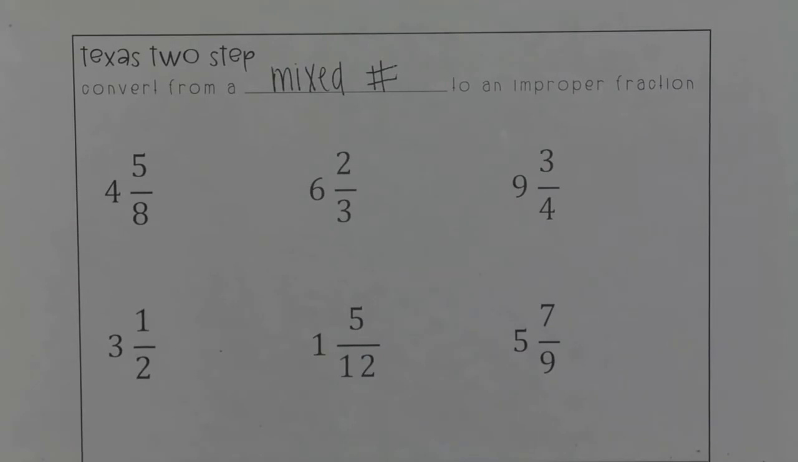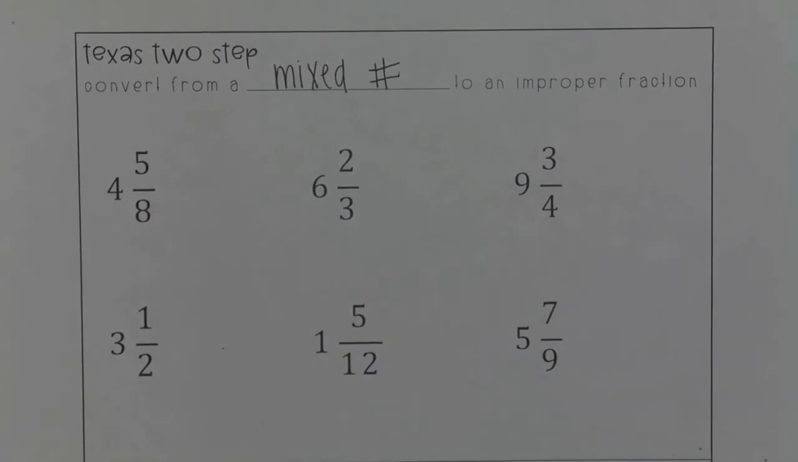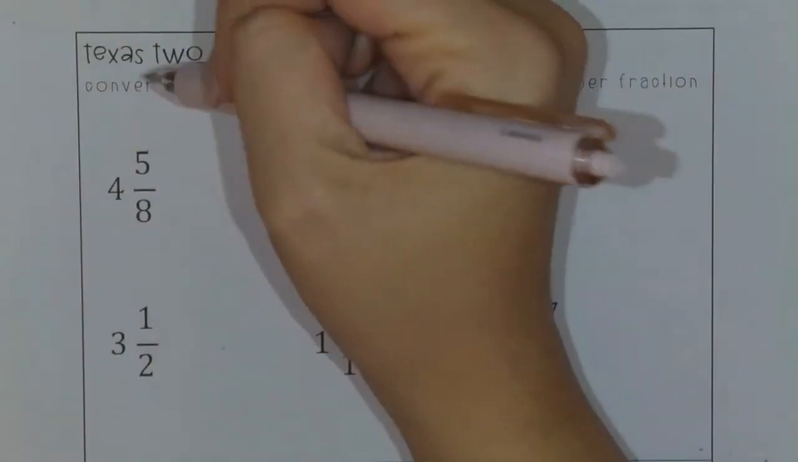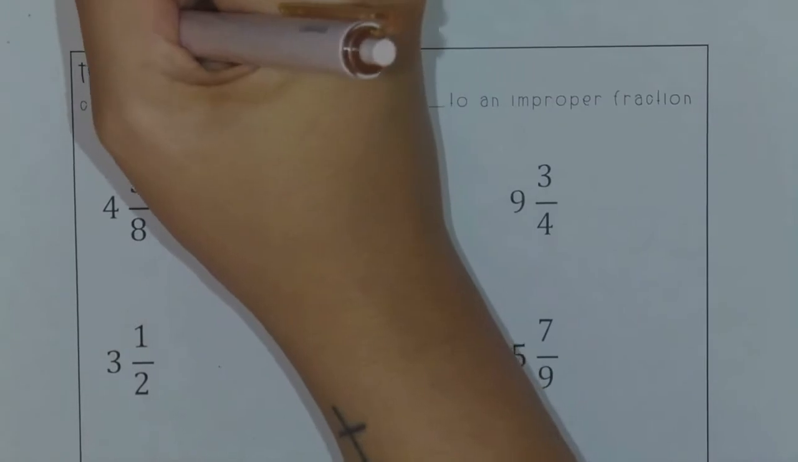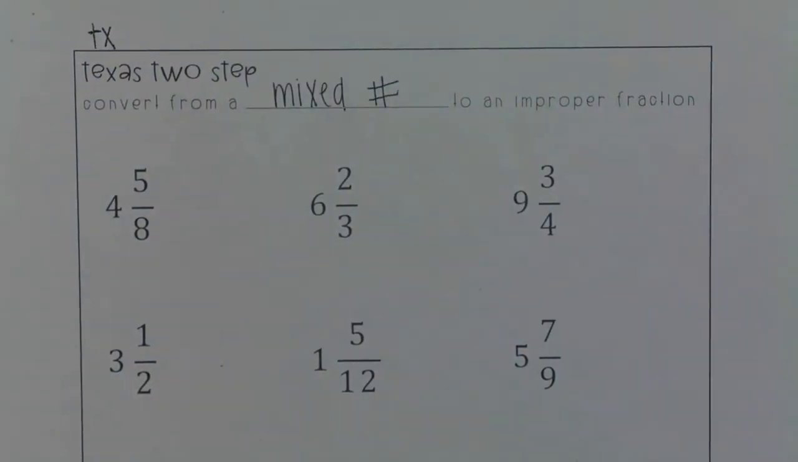The reason I call it the Texas two-step is because what I am doing kind of looks like it spells the abbreviation for Texas, TX, and we do it in 2 steps. Let me show you what I mean. I'm going to start with the mixed number 4 5/8. If I write the abbreviation for Texas, that's TX. I know I made it lowercase, but roll with me here for a second.